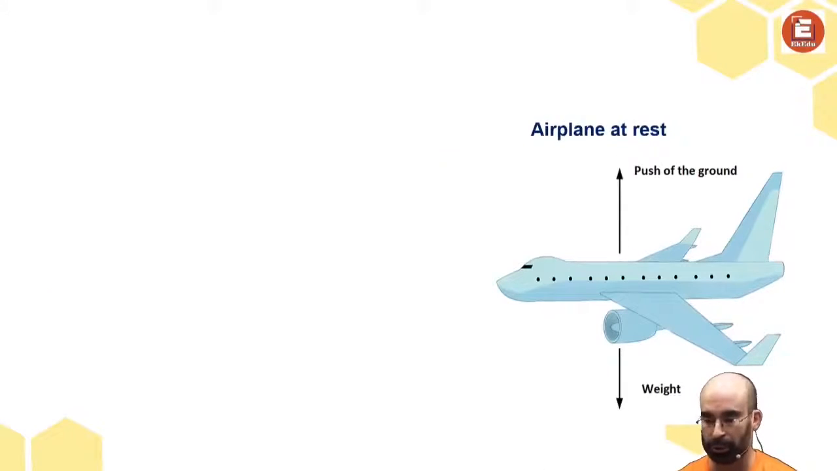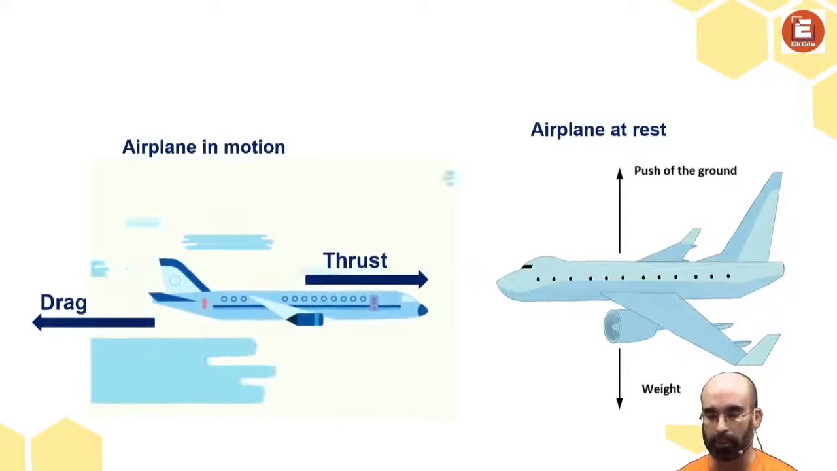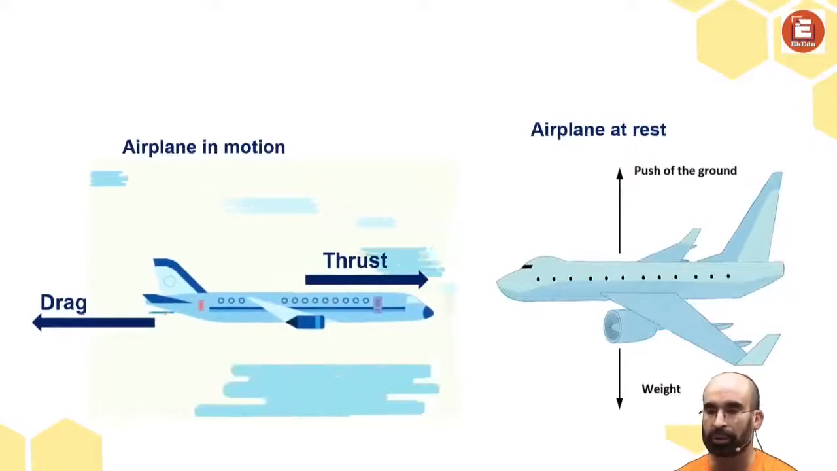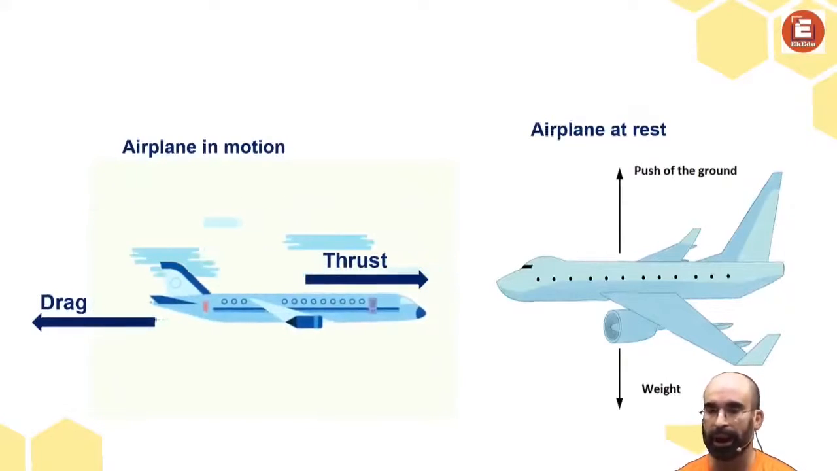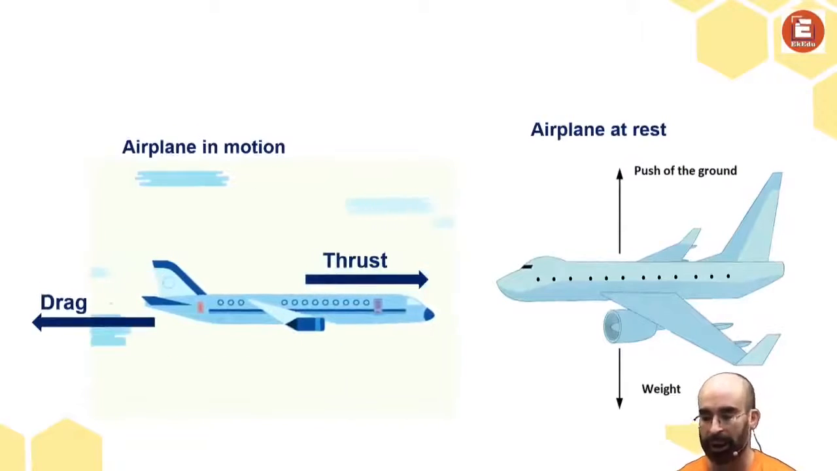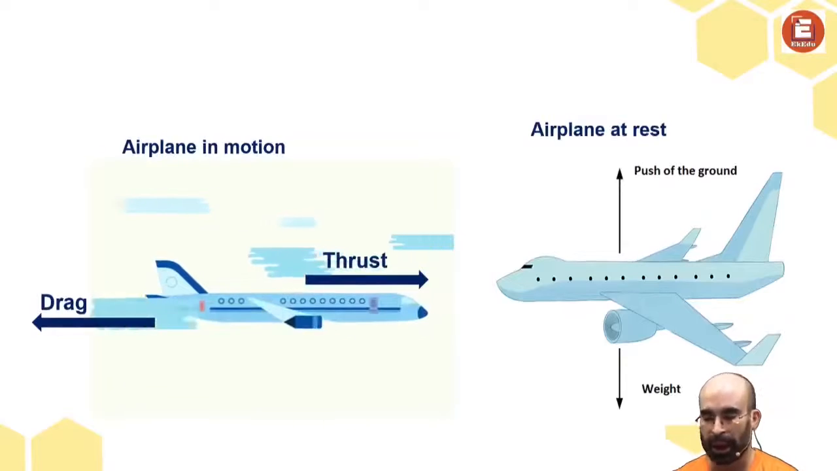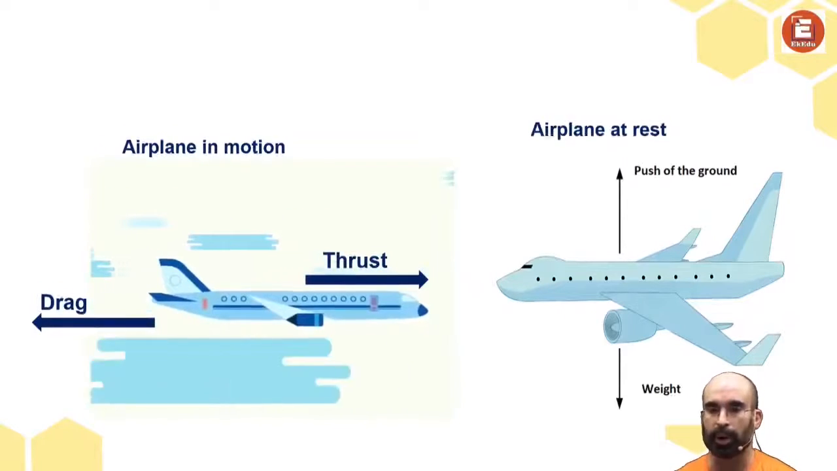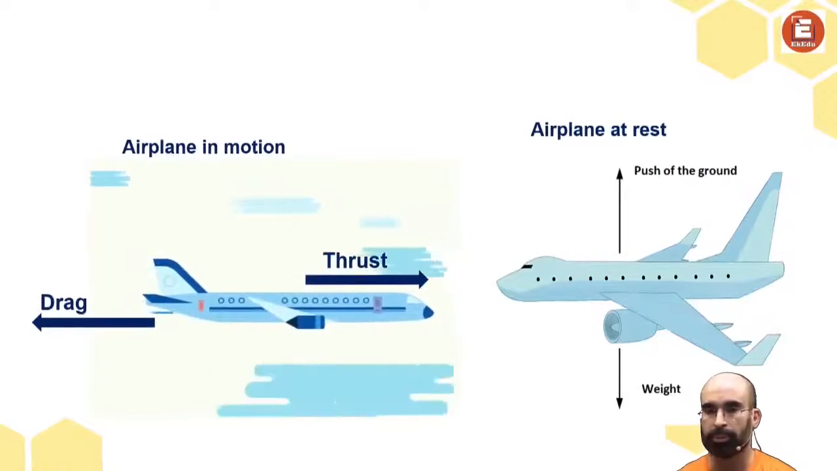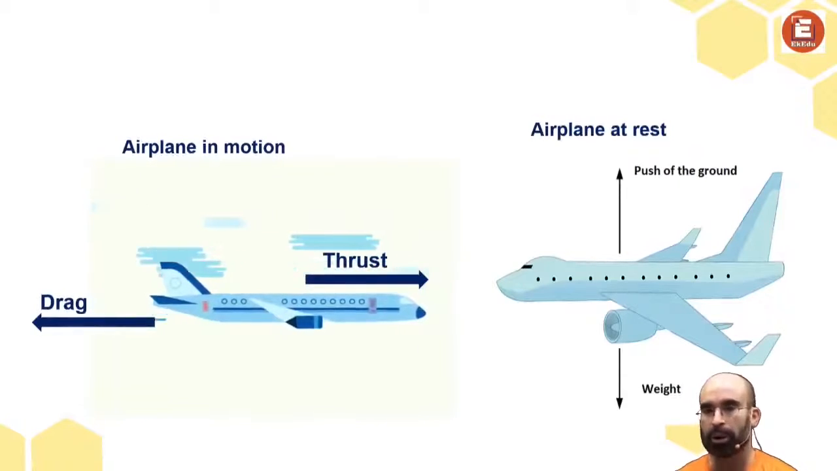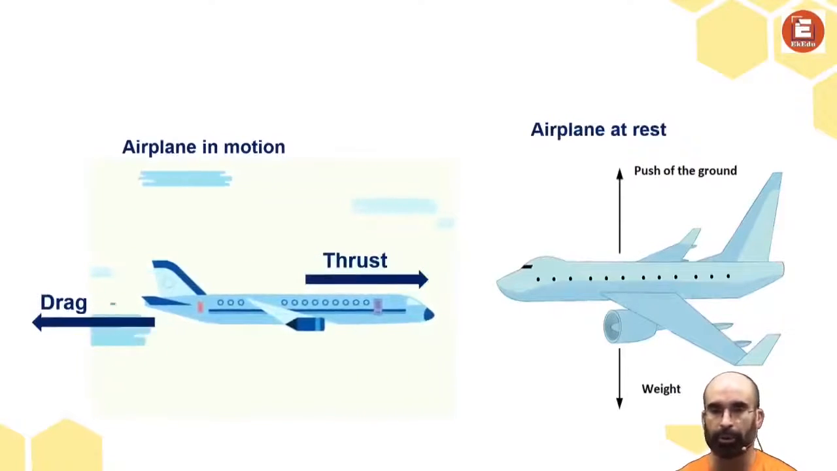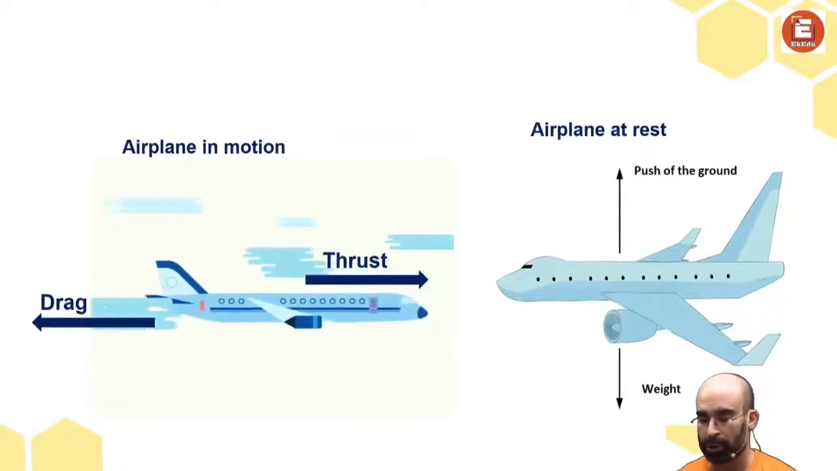Now look at this situation when the airplane is in motion. In the direction of motion, there is the thrust of the engine acting, and in the opposite direction of its motion, there is a drag acting. Under the effect of this, the airplane is in motion. It is in motion only when thrust is greater than the drag force.